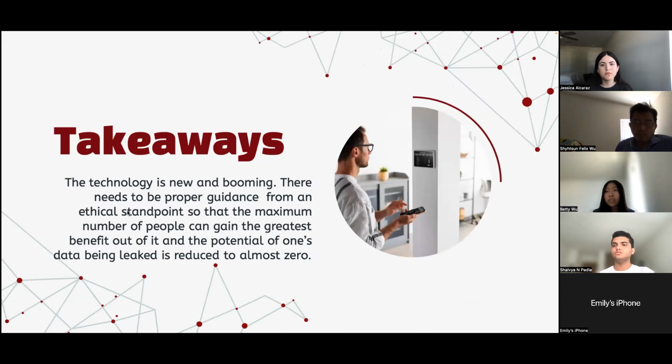For the takeaways, although smart homes are a new technology and there is an increasing number of users making their homes smart, there needs to be proper guidance from an ethical standpoint so that the maximum number of people can gain the greatest benefit out of it, and the potential of one's data being leaked is reduced to almost zero.